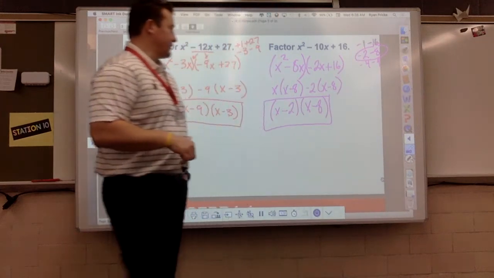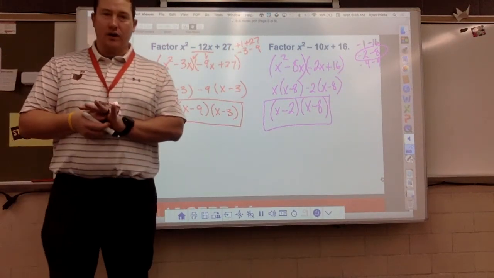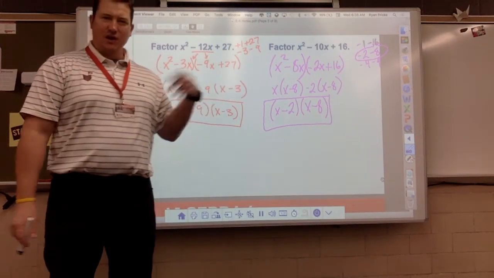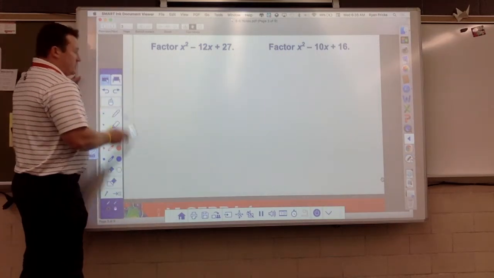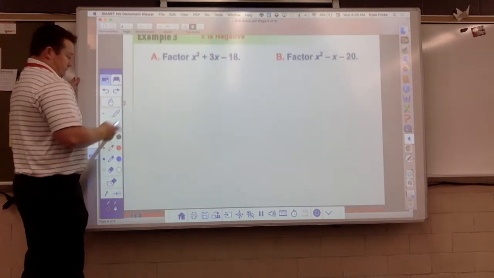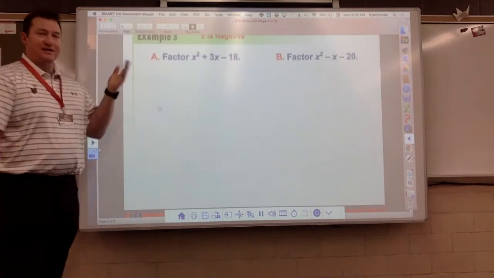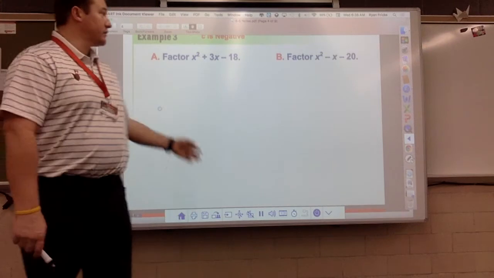Again, there's my answer right there: x minus 2 and the quantity x minus 8. Is that the right answer? Any way for me to check that, folks? What do you think? There's always a way. Just FOIL it, guys. FOIL it and see what happens. Does that turn back into the trinomial that we started with?